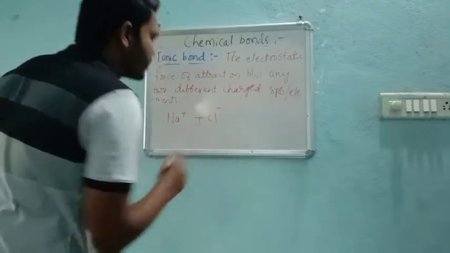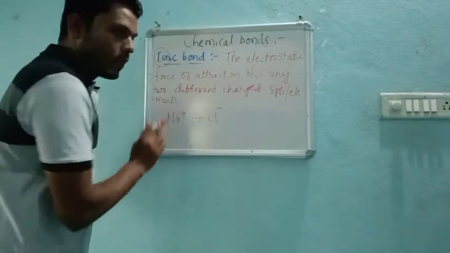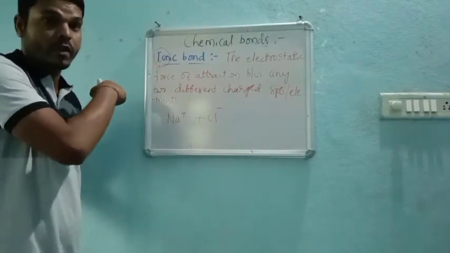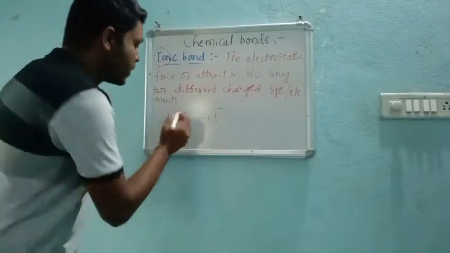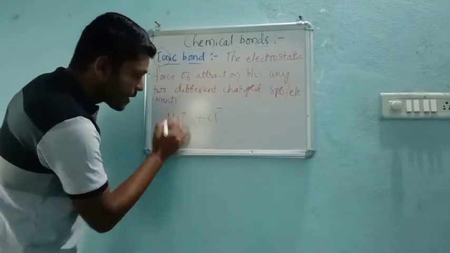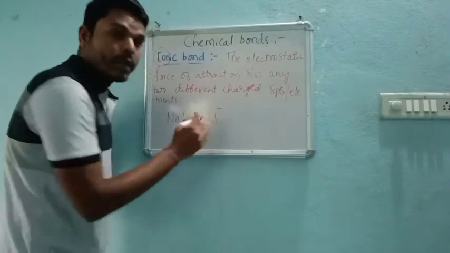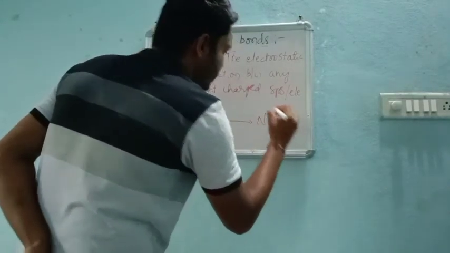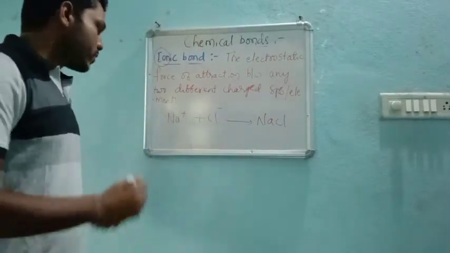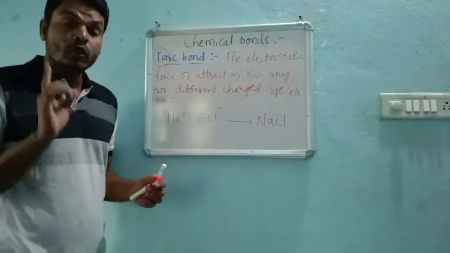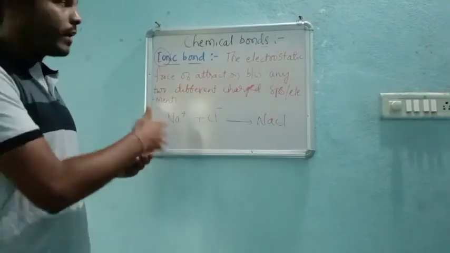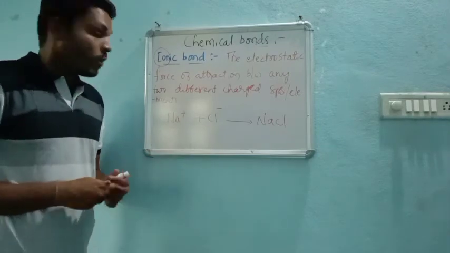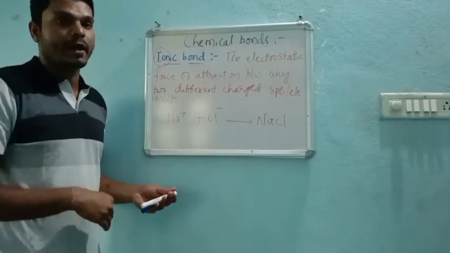The first condition is they should be different. They should have different charge, not the same charge, as we saw in the case of covalent bonds. So Na has a positive charge and Cl has a negative charge, resulting in a salt that is called table salt, sodium chloride. So now here there is no mutual sharing. I am comparing ionic with the covalent bond. There is no mutual sharing. Here one is donor and one is acceptor, right?